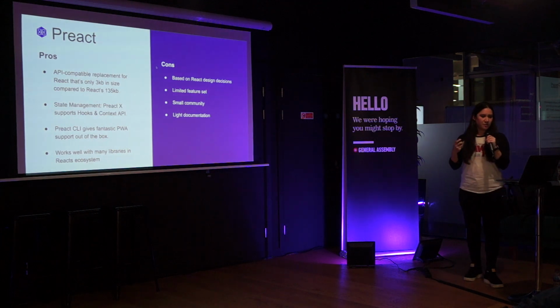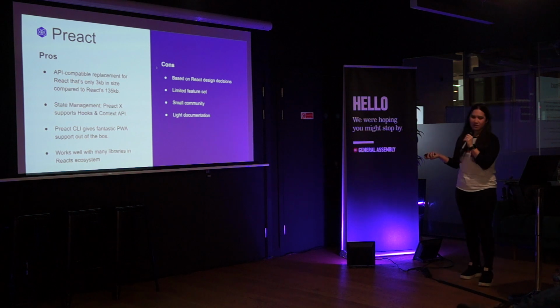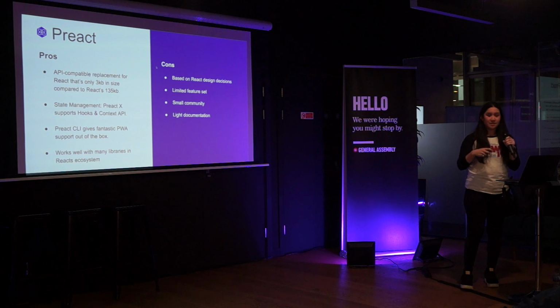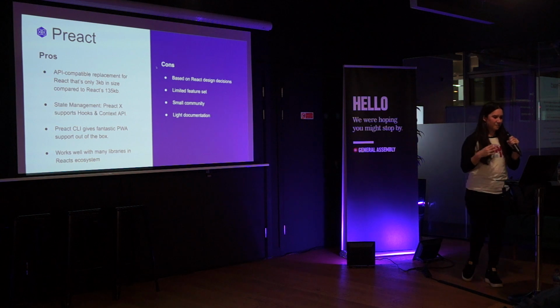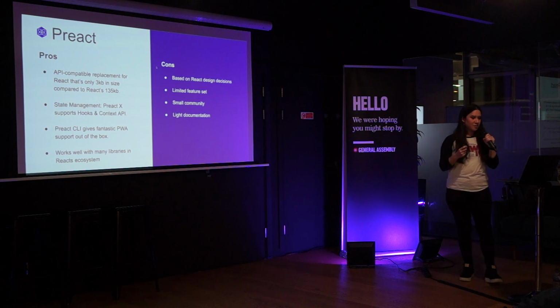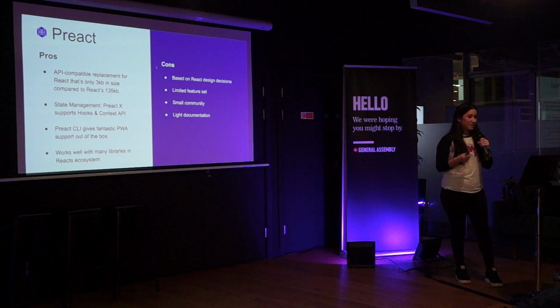So here are the pros and cons for each one. Let's start with Preact. Things that we did like about it: API compatible replacement for React. So hopefully you can see that, but the size is a no-brainer. Preact is only 3 kilobytes in size compared to React's 135. And back to that idea of speed and efficiency, this was really ideal for us. State management. So the latest version of Preact supports hooks and context API. This is a different variety of ways to basically manage the state. And this is a pro because these are some of the most recent features from React, and it's good to see that it's being supported.